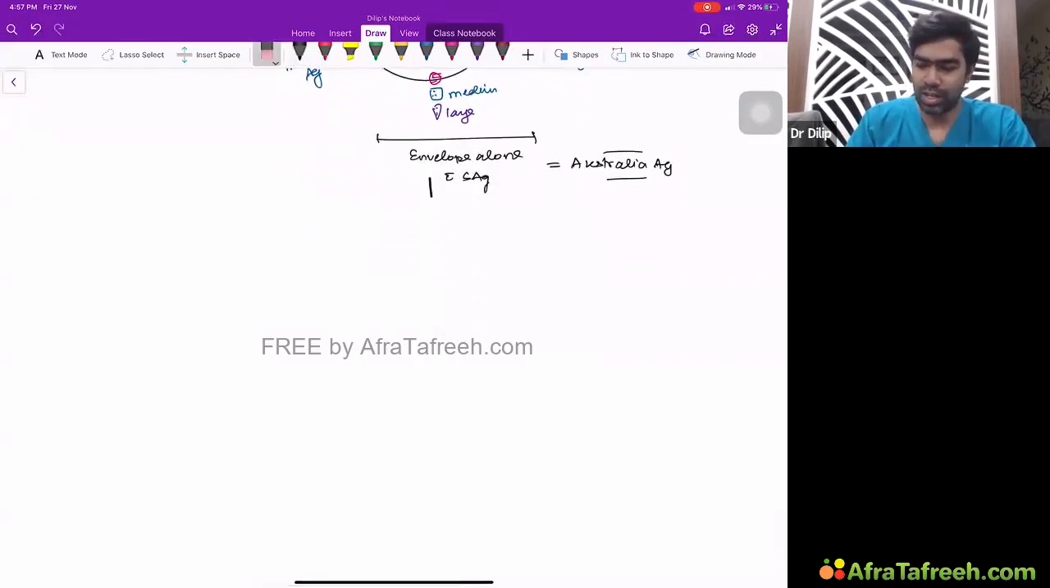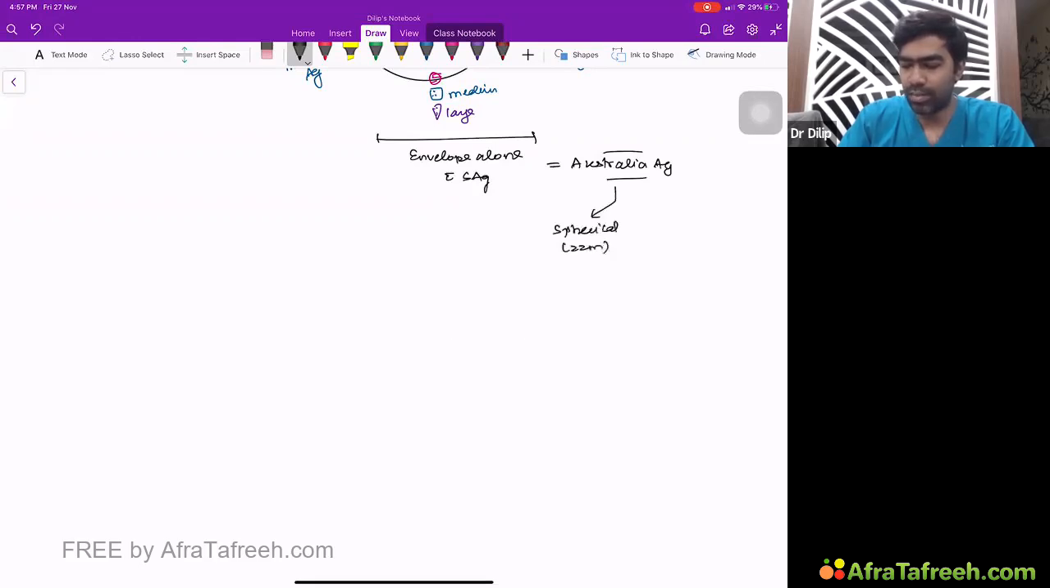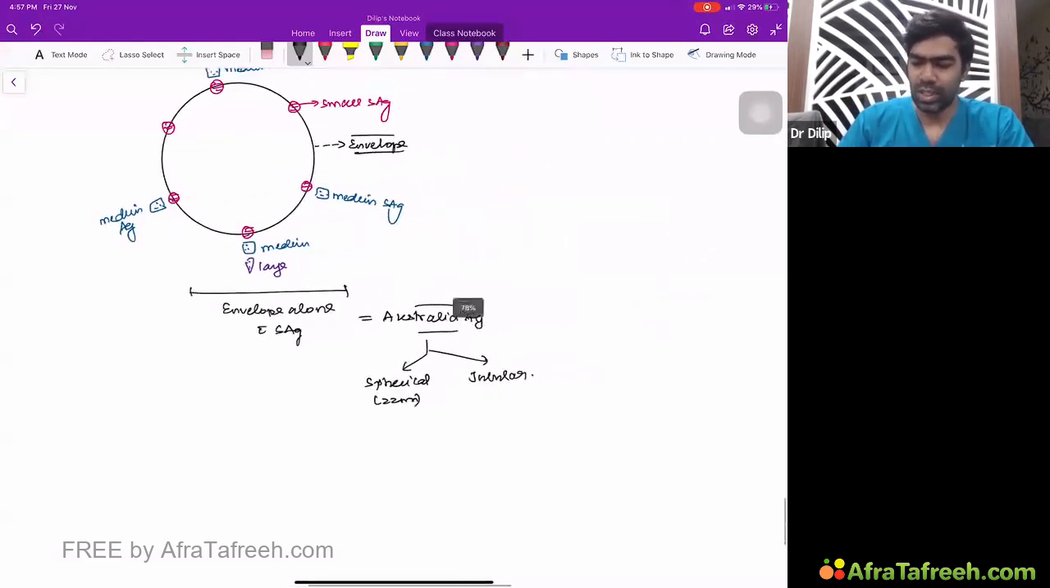Usually this Australia antigen, the envelope alone with surface antigen only, without any other substances inside this envelope, is an empty particle which is non-infectious. It is present in two forms basically. One is the spherical form, which is 22 nanometer in diameter, and the second one is the tubular form. So what is the HBV particle then?